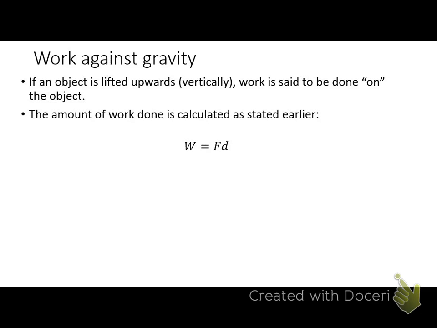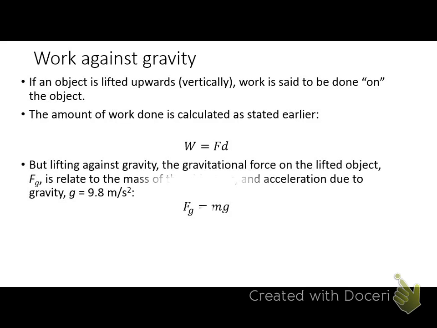So if an object is lifted upwards vertically, we said work is done on that object. Let's go from a pen to something a little heavier that you can see. As I lift this book up, I'm adding work onto the book. And as it goes down like this, it's doing work, because I'm doing effort here, and gravity's doing work there. So the work that's done is equal to the force times the distance. But in this case, the force is the force of gravity, and we can substitute in that force of gravity as the mass of the object times 9.8 meters per second squared, the mass of the object times little g.